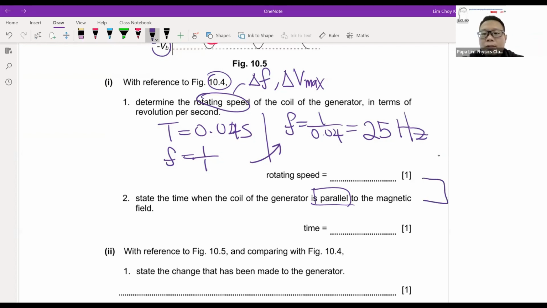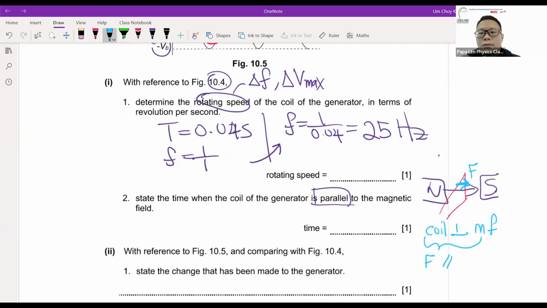Let's say we have a magnet here, north to south. If the coil is perpendicular, meaning this is the field line and the coil is this way, you will notice that when the coil is perpendicular to the magnetic field line, the force on the coil is in the same direction as the magnetic field line. To be exact, the force is parallel to the magnetic field line. So when the coil is perpendicular to the magnetic field line, the force is parallel to the magnetic field lines.